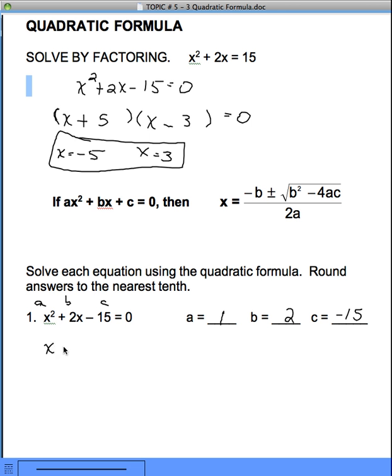Okay? So we're going to put it in the quadratic formula. x equals negative b, so that's negative 2, plus or minus the square root of b squared, so that's 2 squared, minus 4 times a times c, all over 2a.